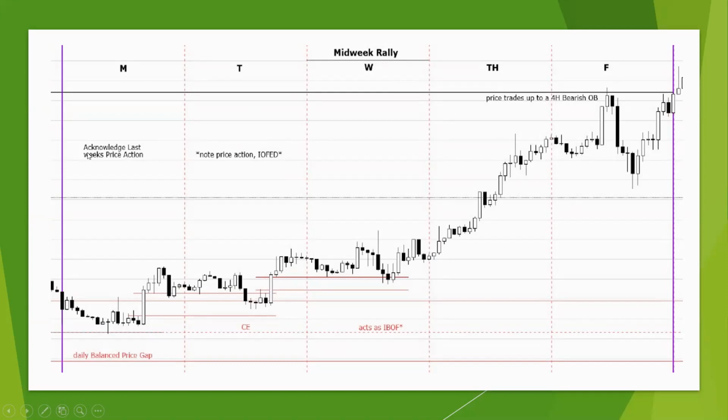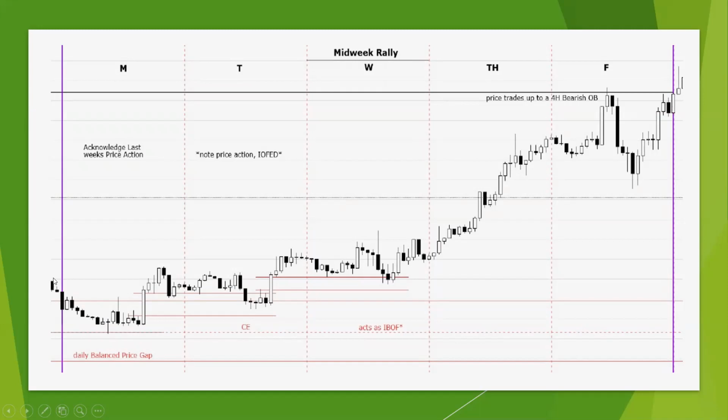Now, with our bullish predisposition, we're looking at this. We acknowledge last week's price action. What did last week do? In this case, this was the euro, and price actually traded into a balanced price range, a daily gap, that we had traded into and balanced out previously. It traded below into that, balanced it out, and then broke structure above. That's what happened the previous week.